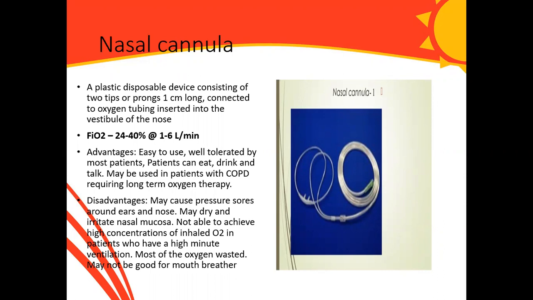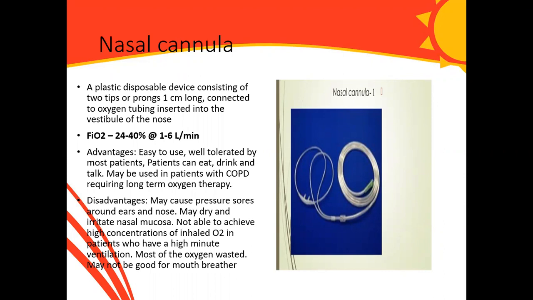In ICU for critically ill patients, I don't like giving nasal cannula, also nasal cannula more than 2 liters, because of the disadvantages that we list. But part of the advantages of nasal cannula include it's easy to use, it's well tolerated by most patients, and patients can do other forms of physical activities or self-help, like patients can eat, drink, and talk. And it's usually useful for long-term oxygen therapy for patients with COPD.